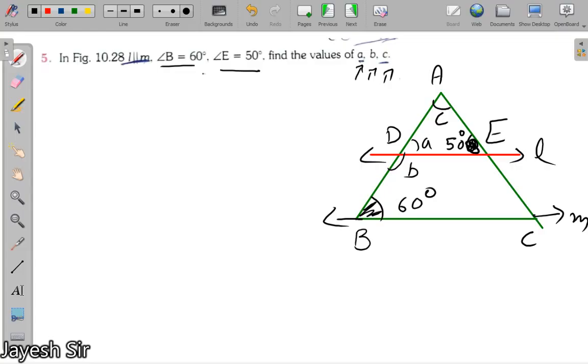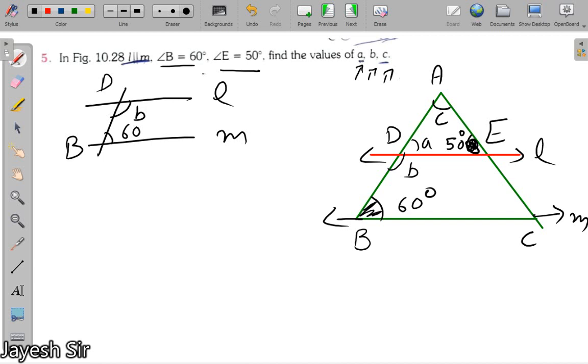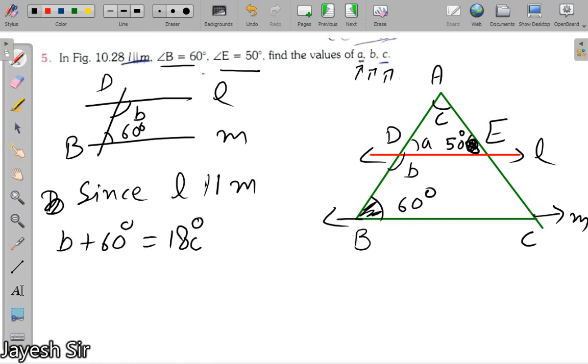Okay, so here lines L and M are parallel. Let me redraw the figure for you. This is line L, this is line M. Here is point D, here is point B. This is 60 degree angle. Can you guess what the value of angle B will be? Since L is parallel to M, that means B plus 60 degree is equal to 180 degree. Why so? Because these are a pair of co-interior angles.